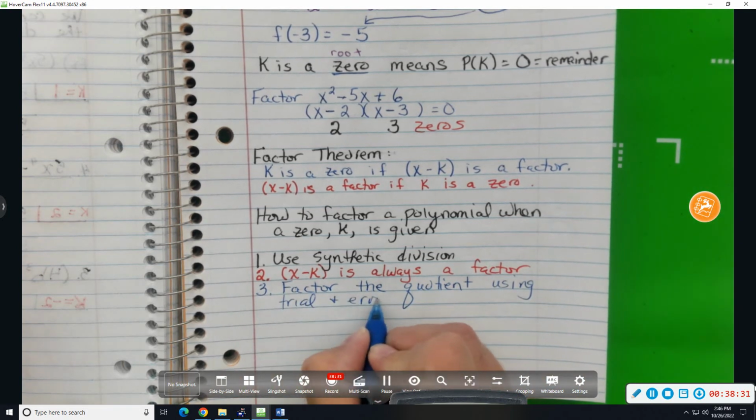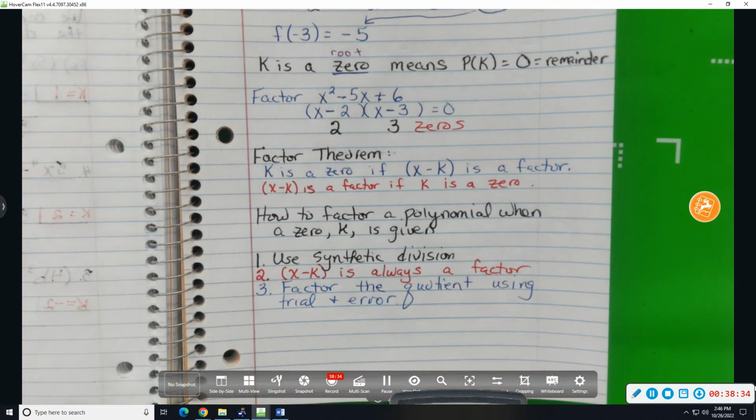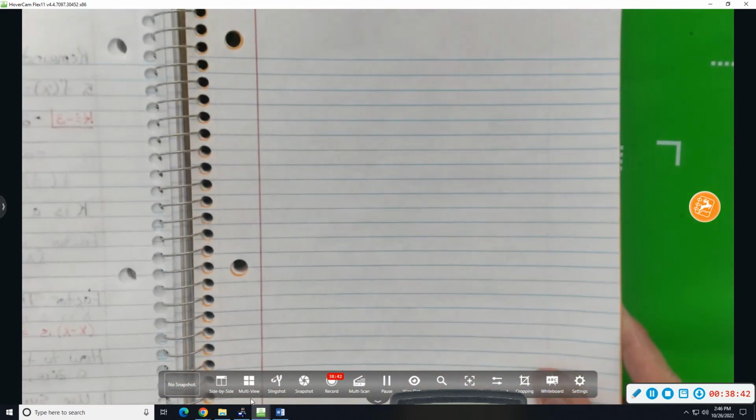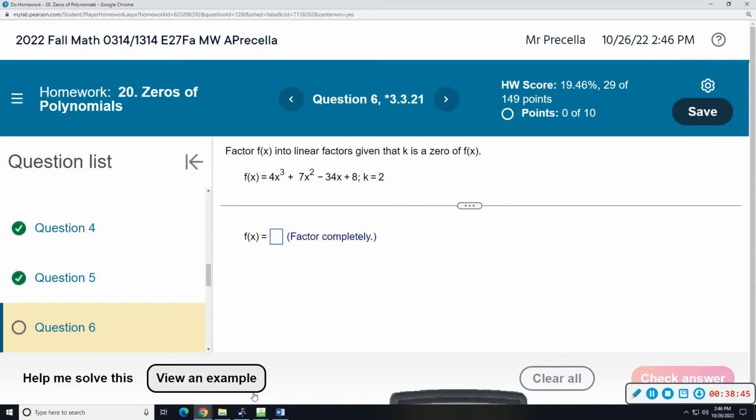So we're discussing how to factor something that's an x to the cube, or an x to the 3rd, and maybe we better just do it because it's not as bad as he's making it sound. So this is number 6. F of x equals 4x cubed plus 7x squared minus 34x plus 8, and the k value, the 0 they'll give us, is 2.